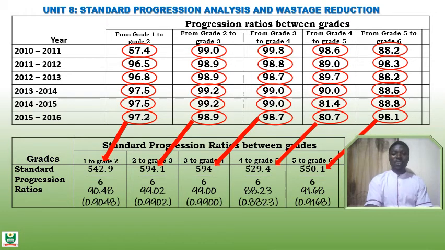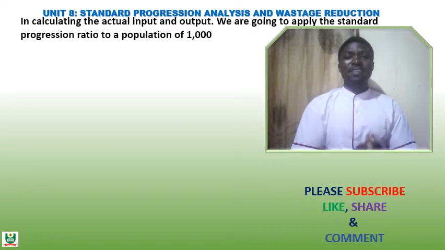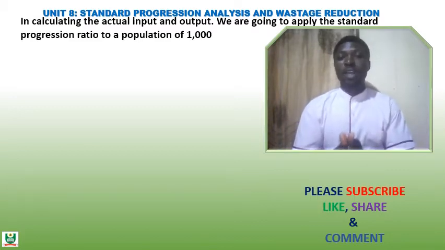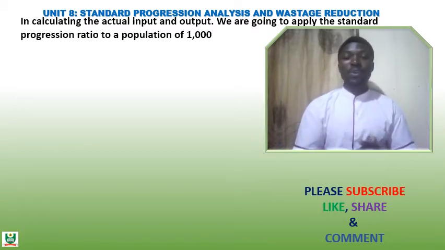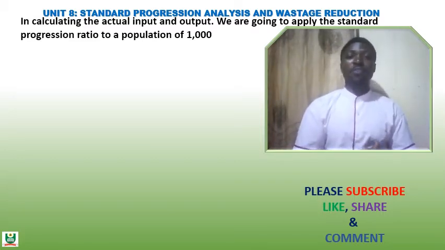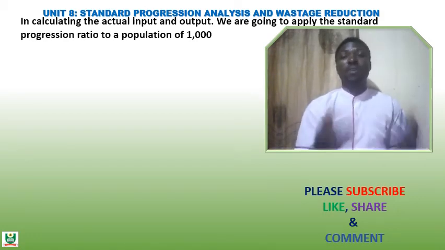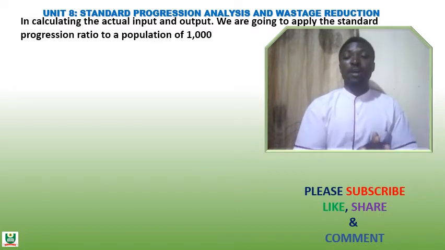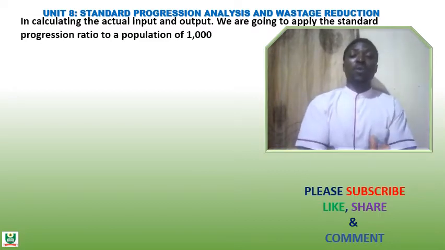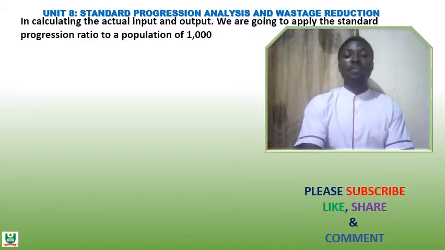All right, thank you. Let's see how we can calculate the actual inputs and the actual outputs. Now we are going to apply the standard progression ratio to a population of 1,000. You can do that with a population of 2,000 or any number of your choice, but we are going to do that with a population of 1,000 here.